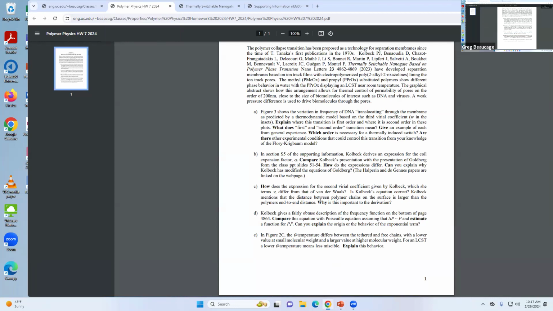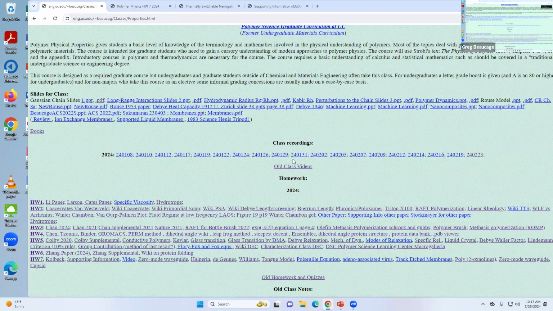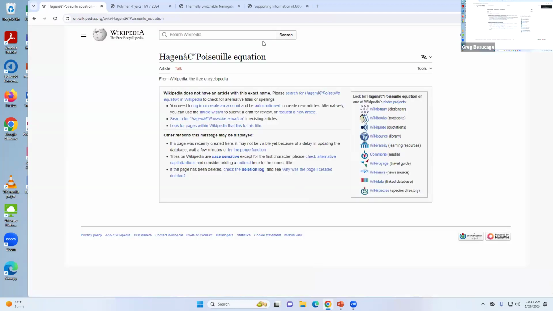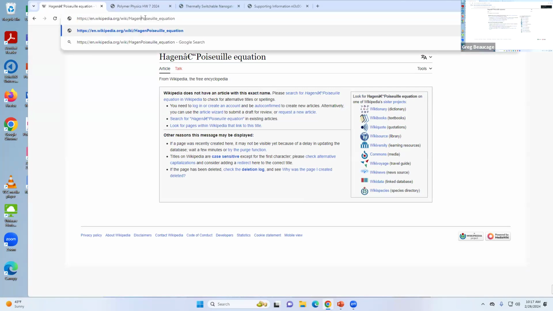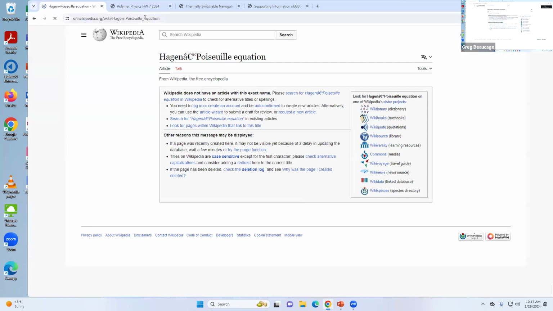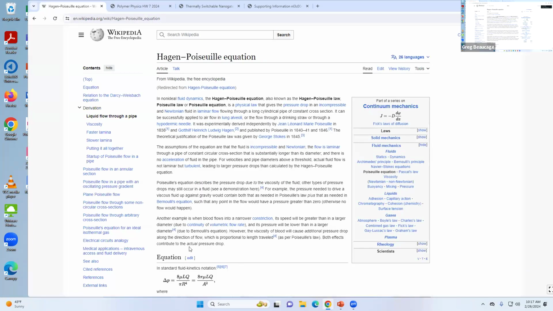And then D, you said D too, right? It's a fairly obtuse frequency function at the bottom of the page. So this is the Poiseuille equation. Right, so that's linked here. Oh, the link doesn't work because sometimes you copy the link from the wiki and it ends up with this weird character. It should be a dash. Anyway, so this is the equation.